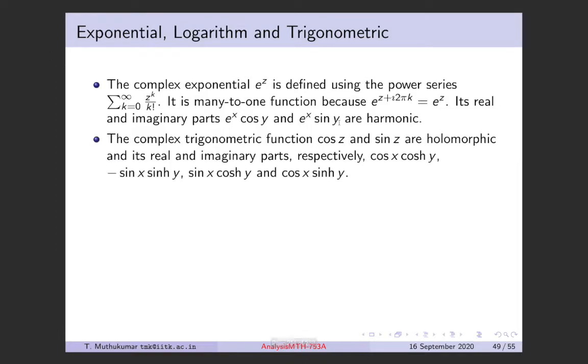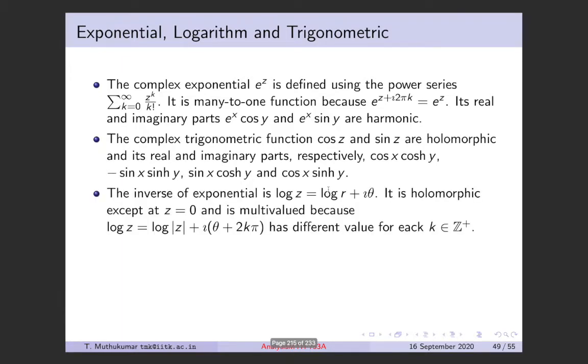Then you can also define the trigonometric functions, extending the notion of sine and cosine to complex numbers. You do it using the exponential function. So cos z is (e^(iz) plus e^(-iz)) over 2, sin z is (e^(iz) minus e^(-iz)) over 2i, and so on. One can show that these are also holomorphic functions, and their real and imaginary parts, given here, involve the cosine hyperbolic and sine hyperbolic functions. These are also harmonic functions. So you have so many examples of harmonic functions just by knowing holomorphic functions.